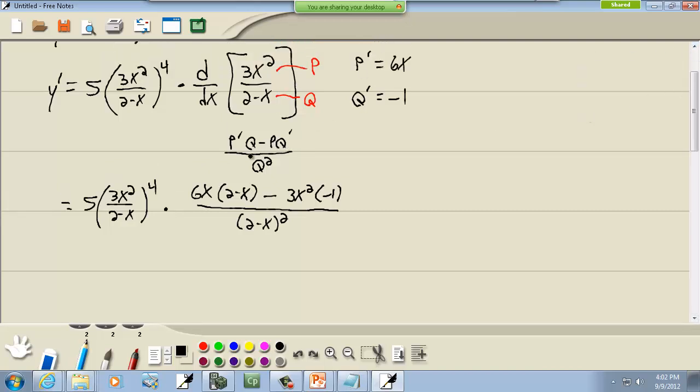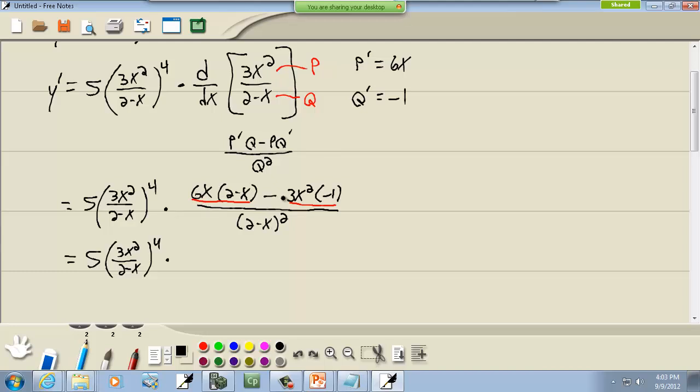Double check that. P prime is 6x, Q is 2 minus x, minus P is 3x squared, Q prime is negative 1. Okay. So I got 3x squared over 2 minus x to the 4th times... Now, I could factor out a GCF. Again, we have one group here, everything's multiplication, and we have one group here, everything's multiplication.